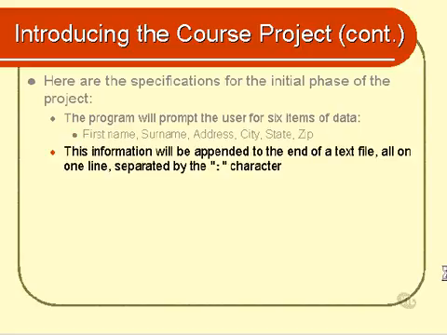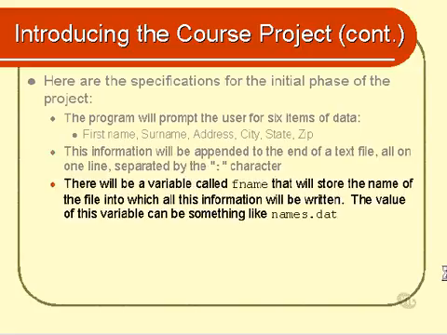Then I want the program to append this data to the end of a text file. If that text file doesn't exist, I guess the text file will have to get created. And I want all the data to be added on a single line in that text file. And every piece of information will be separated from the next one by a colon. So it'll go first name, colon, surname, colon, address, and finally up to state, colon, zip, and you don't need to put a colon after the zip.